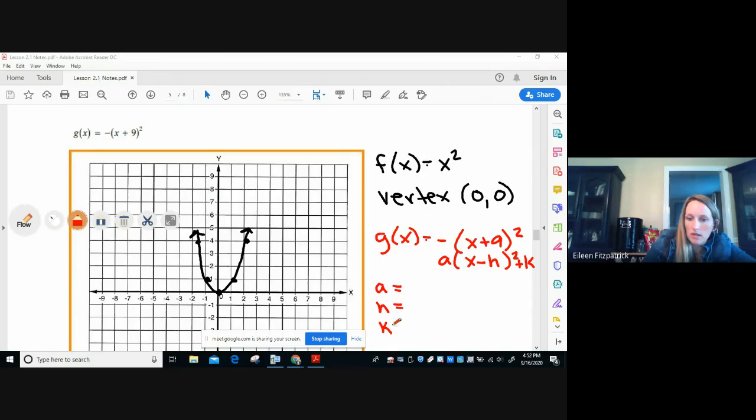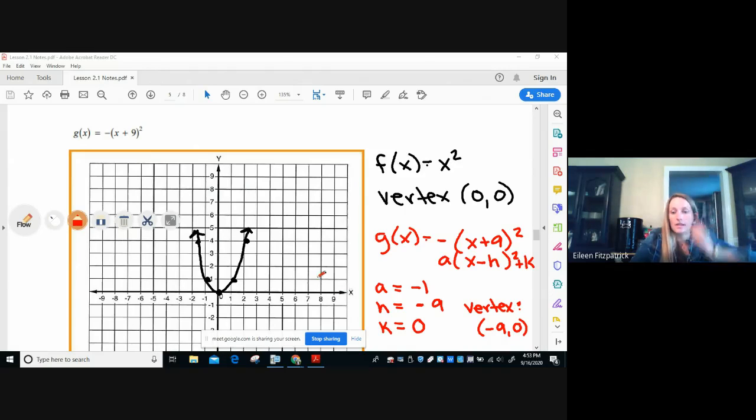All right. This time, my a is negative 1. My h, what number was plugged in for h? Be careful here. How did it go from minus h to plus 9? I would have had to plug in a negative 9 because a minus a negative turns into a positive. So a negative 9 was plugged in. And there is no k value, so that means it's a 0. So your vertex h, k is negative 9, 0.